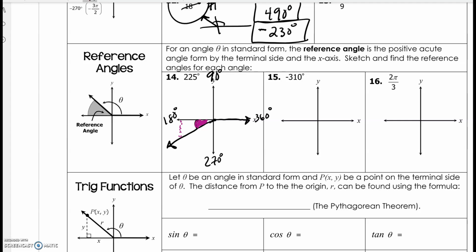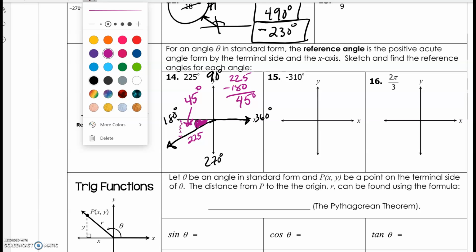So I'm just going to drop a perpendicular down, and then I'm going to calculate. I know that this is 225. Well, I just want to know the difference from 225 back to 180. And whenever I do that, I get a 45 degree angle. So this right here is 45 degrees. All right.